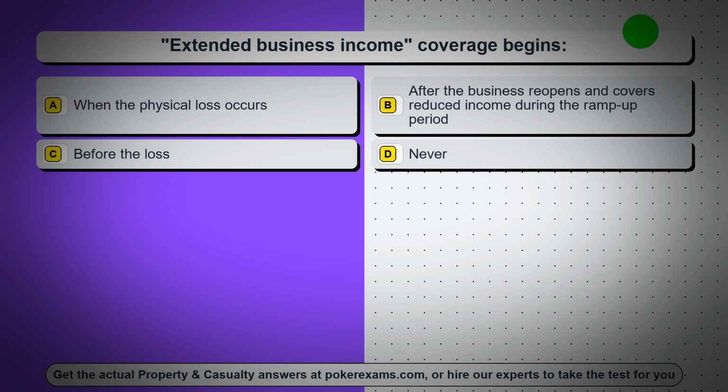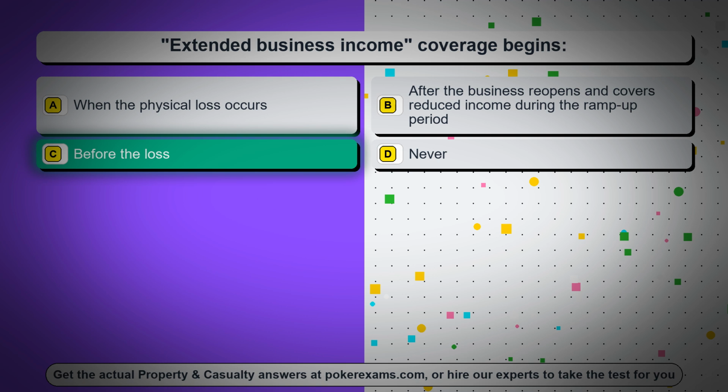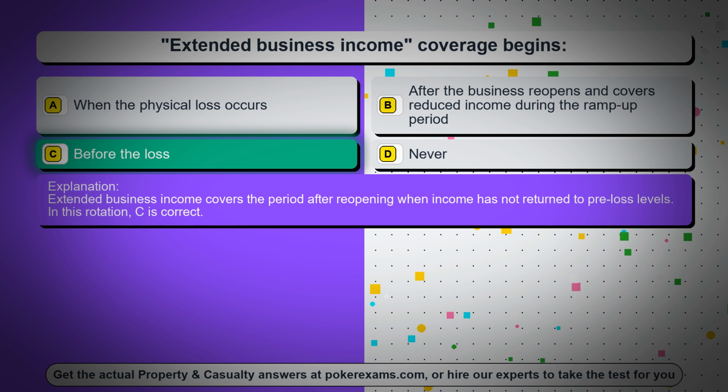Question 75. Extended business income coverage begins: option A, when the physical loss occurs; option B, after the business reopens and covers reduced income during the ramp-up period; option C, before the loss; option D, never. The correct answer is option C, before the loss. Extended business income covers the period after reopening when income has not returned to pre-loss levels.